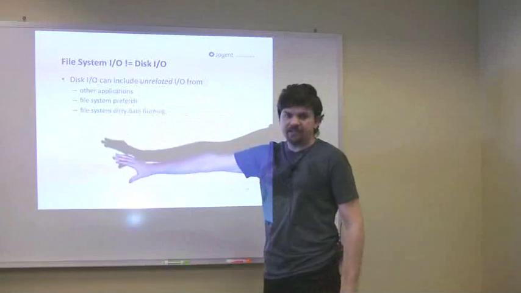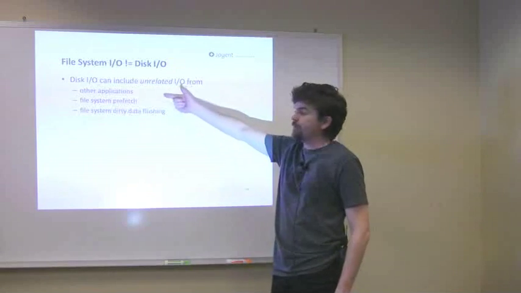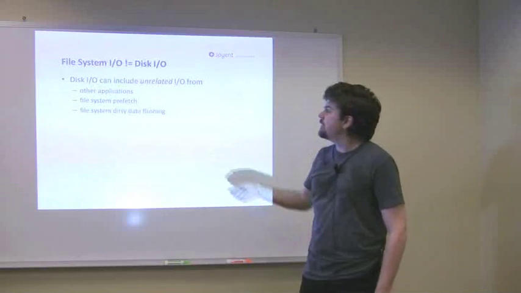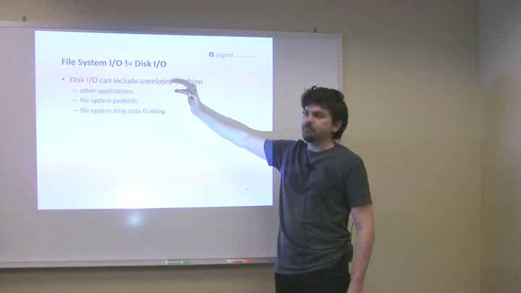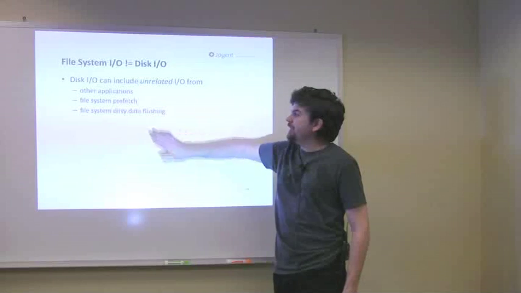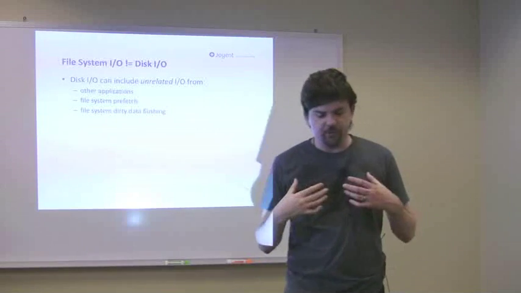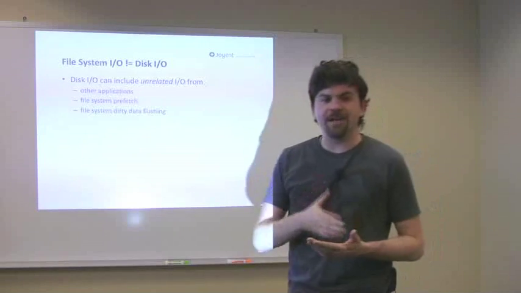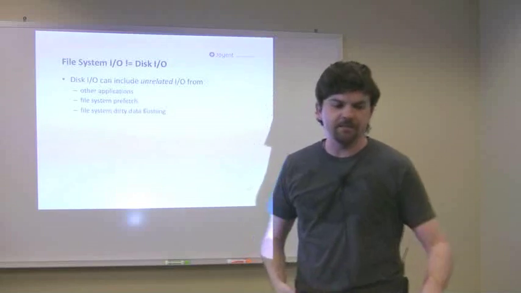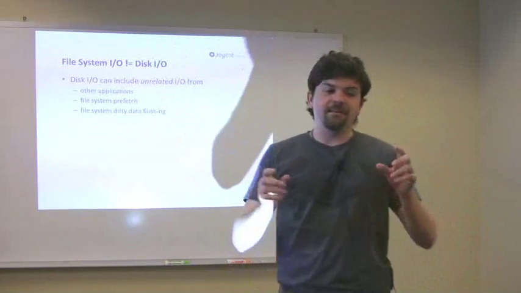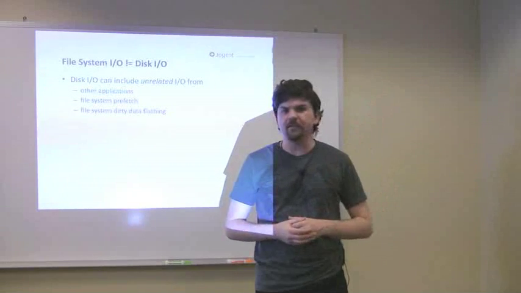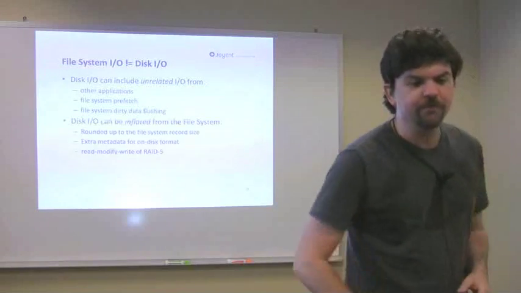Disk I/O, as seen from iostat, can include unrelated I/O from other applications, like I just mentioned, and various things the file system does, such as prefetch or read ahead, which is not directly blocking the application at that point. It's trying to be clever. And also file system dirty data flushing. Typically, an application will write to the file system, but it won't wait for those writes to complete to disk. The file system will buffer it and then write it later. And even if at that later point those writes are really slow, it's not affecting the application. The application's off doing something else. So iostat can be confusing to interpret.